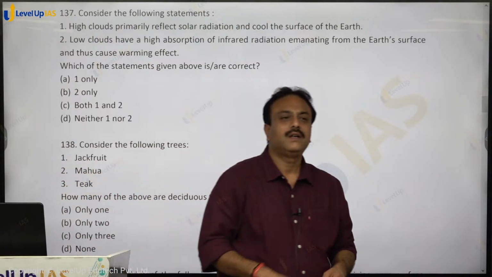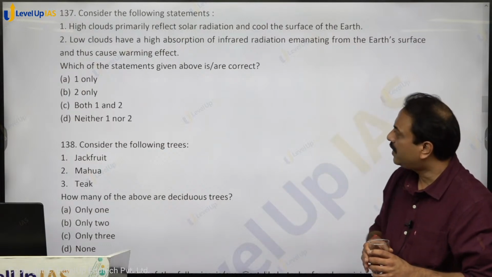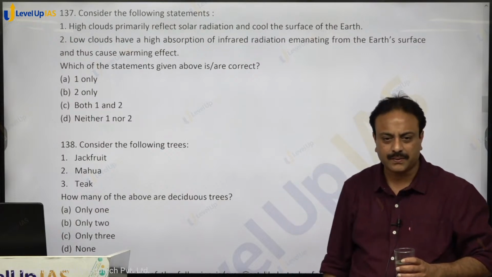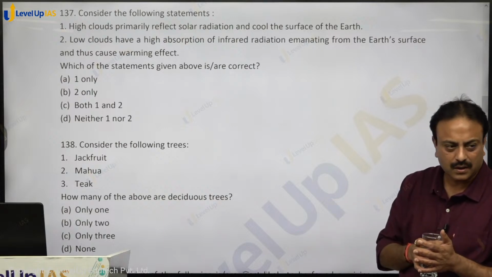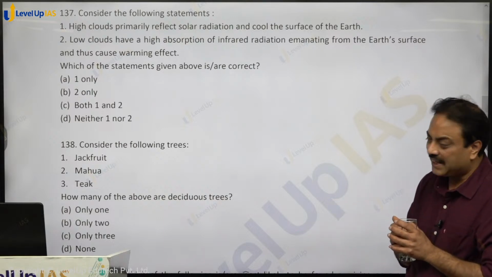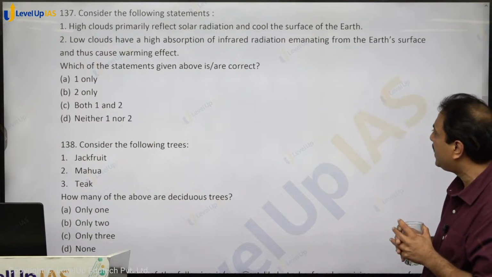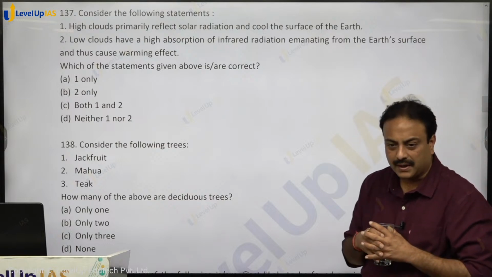High clouds are very thin, cirrus clouds. So they will not reflect, they will allow the insolation to pass and reach the surface of Earth, and they result in warming the Earth, not cooling the Earth, right? The second statement, low clouds have high absorption of infrared radiation emanating from the Earth's surface and thus cause warming effect.